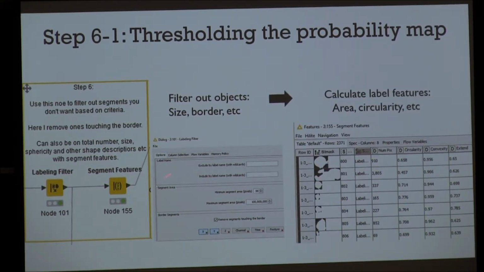After that, it's very easy to calculate all the features of the segments. You can calculate things like area, circularity, convexity, whatever you want to do. Basically, you can select from the segment features. That's going to generate a table like this with numbers you can call on. It will also generate a bit mask that has the information related to each segment, so you can see what it actually looks like.